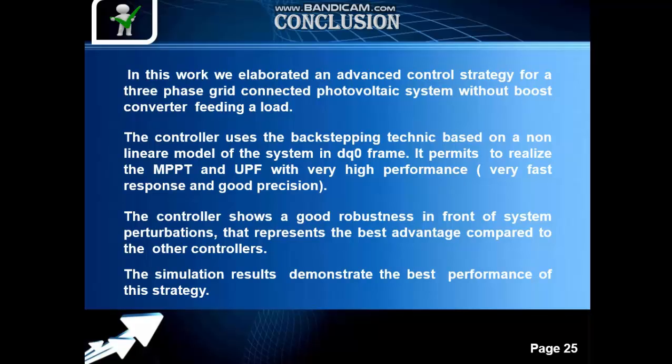To conclude, in this work we elaborated an advanced control strategy for a three-phase grid-connected photovoltaic system with a boost converter. The controller uses the backstepping technique based on a nonlinear model of the system in DQ frame. It permits to realize the MPPT and UPF with very high performance, very fast response and good precision. Moreover, the controller shows a good robustness in front of system perturbations that represents the best advantage compared to the other controllers. The simulation results demonstrate the best performance of this strategy.